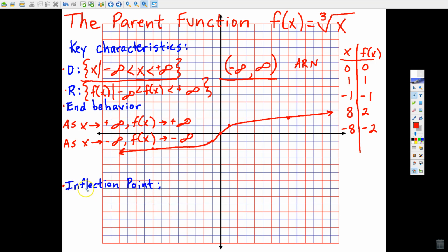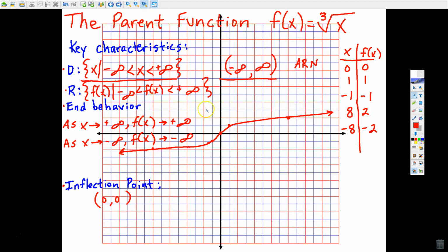And then finally, this new concept, this inflection point. What that means in a math context is it is a point where the graph basically changes direction. If you think about traveling along this graph going from left to right, you get to this point 0, 0, and then it changes. It's like it was going up this way, and then it flips over and travels this way. So the inflection point for the parent, f of x equals the cube root of x, will be the origin, which is 0, 0. So that's the parent graph and the key characteristics of the parent, f of x equals the cube root of x.